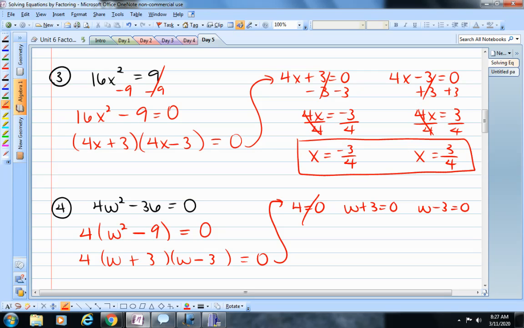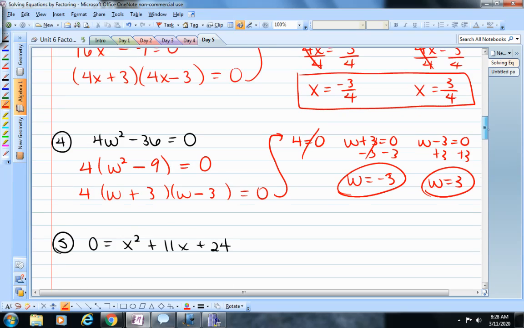Y'all with me? Okay. So if you have a GCF that doesn't have a variable in it, write it down equal to 0 and then just slash it through, throwing it out. Okay? And then the other ones we just solve for W. These are easy. Subtract 3. W equals -3. And this one we add 3. And W equals +3. So those are my 2 solutions. Is that good?